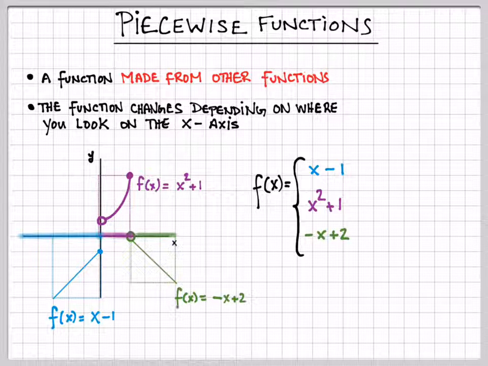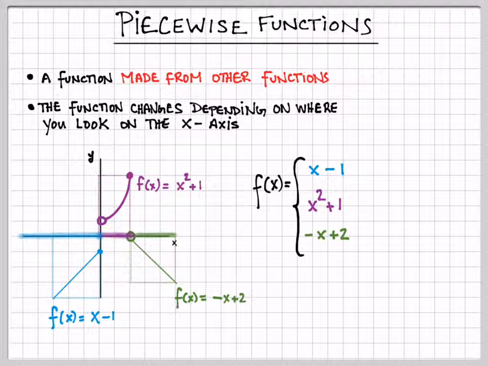But it's not enough to just write those rules. You also need to tell us where those functions start and stop, for what values of x. Because the purple function only works in the purple zone, not in the blue or green. So you need to tell me where that is on the x-axis.